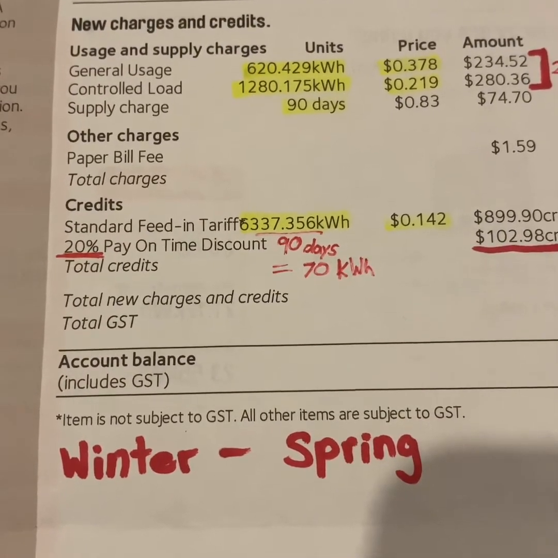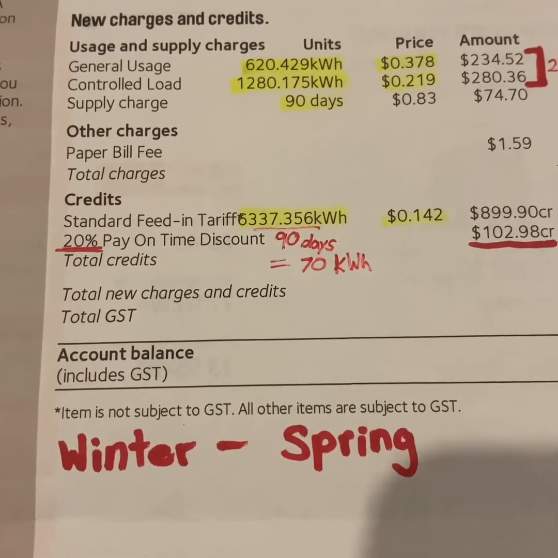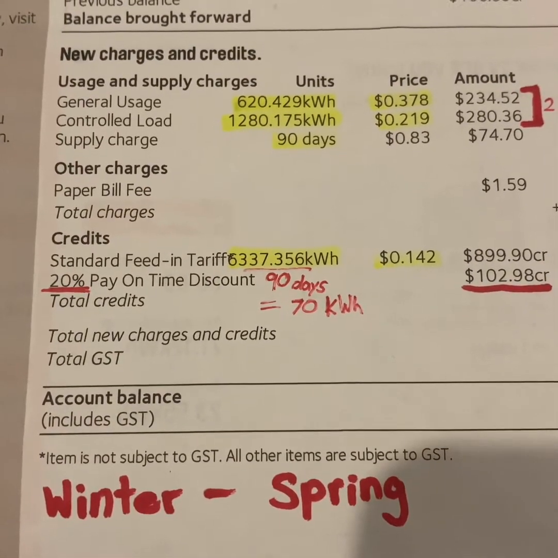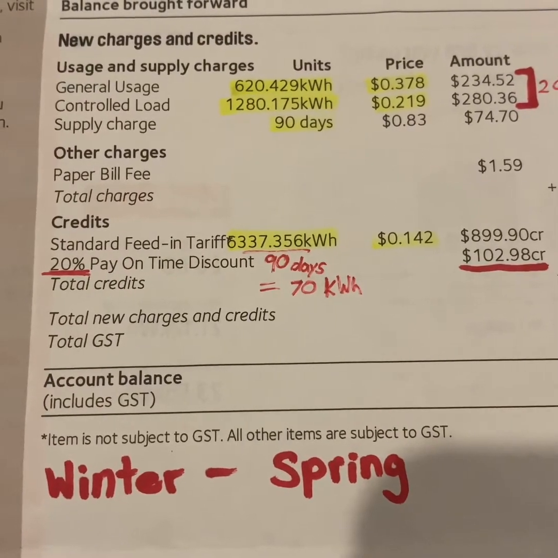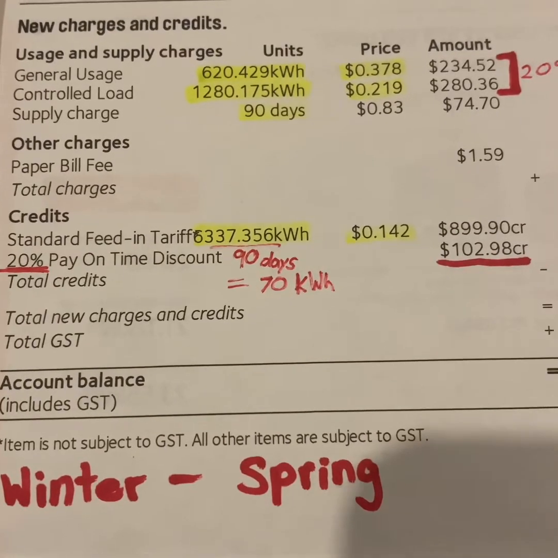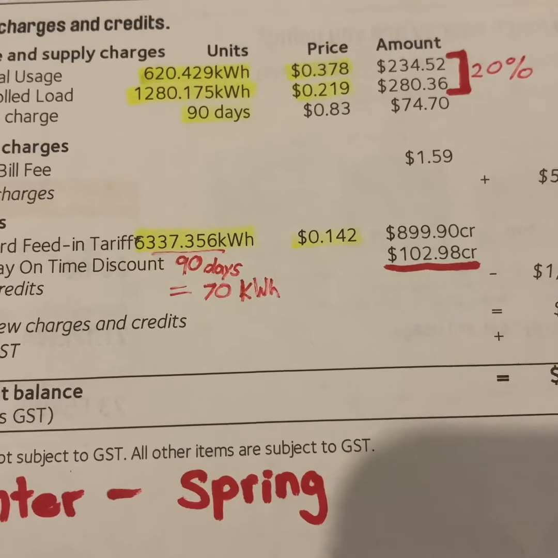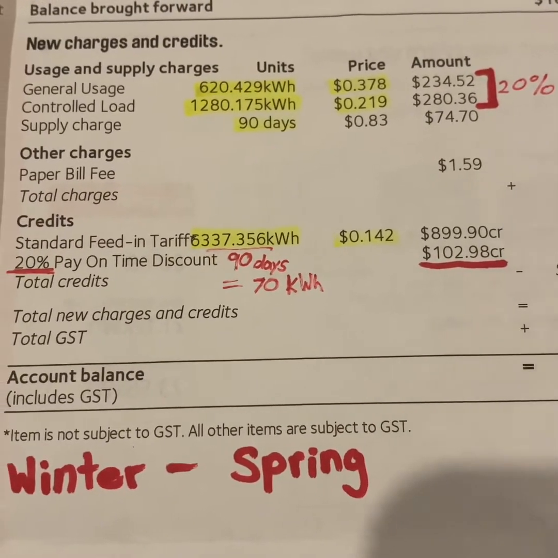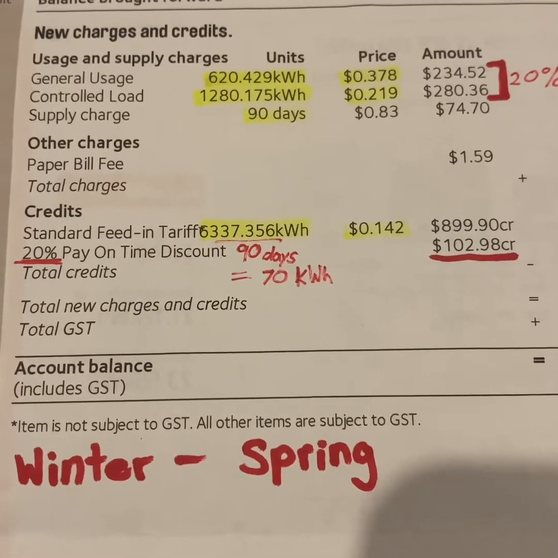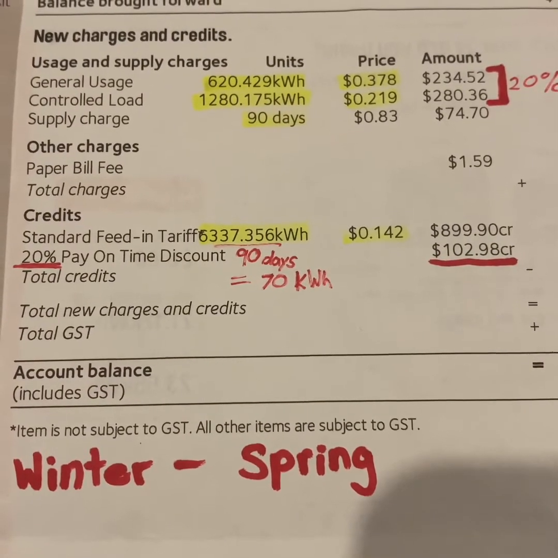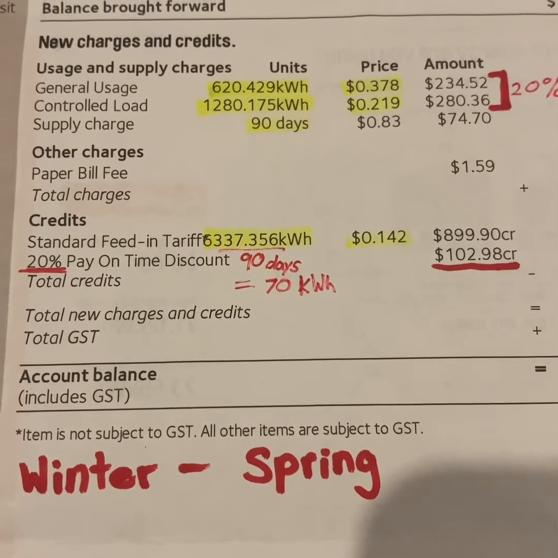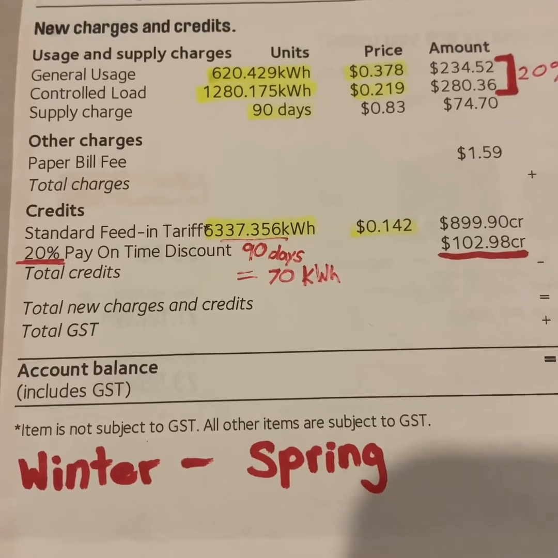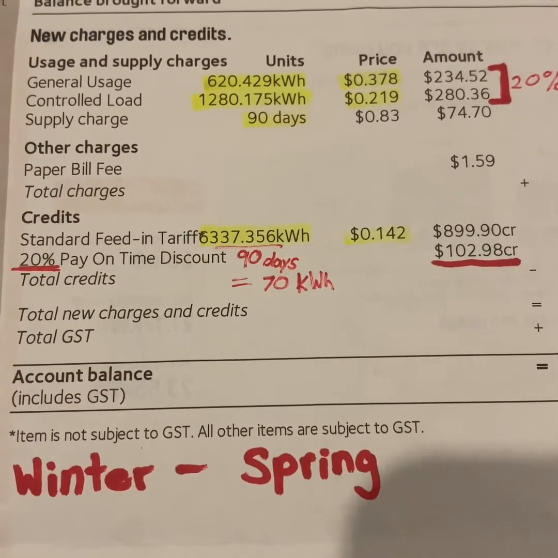Now, the interesting part of a solar electricity bill is that it will have a credit section. Now, this can be called solar feed-in tariff. In this case, it's called standard feed-in tariff, and we're receiving 14.2 cents for 1 kilowatt hour of electricity produced and sent back to the grid. Now, what this bill doesn't give us, and what we can't see, is the usage that our home is consuming off of solar generation, as the solar is, as we call it, behind the meter.